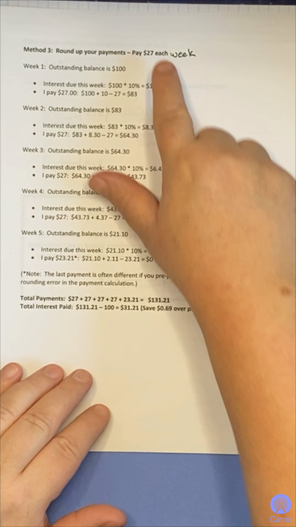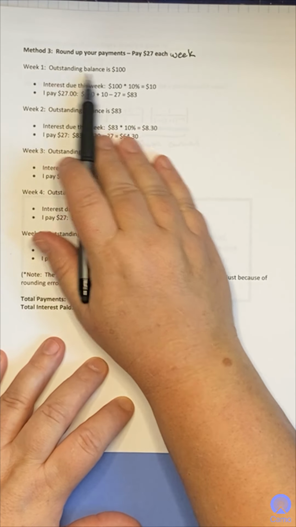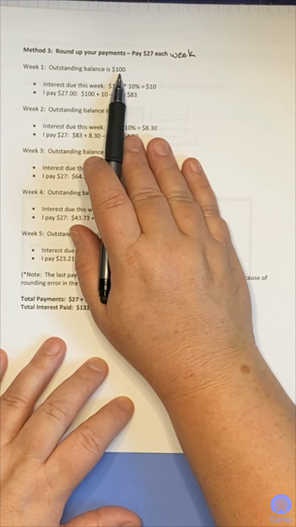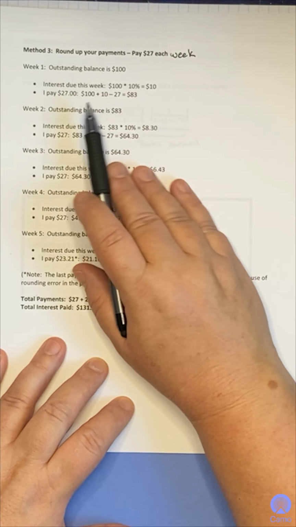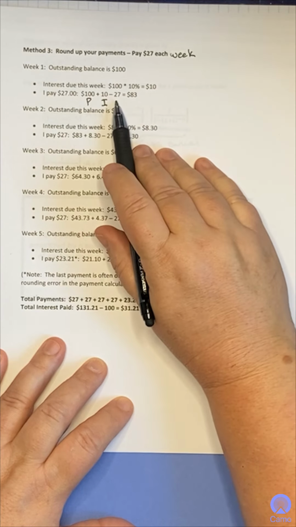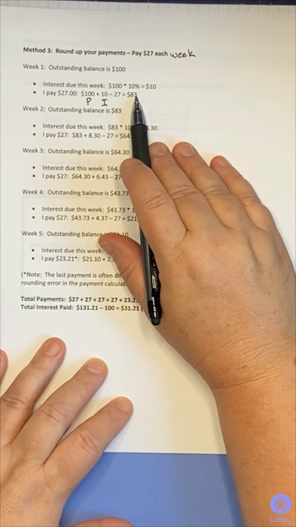But I'm just going to round up to the next dollar. So let's look at $27. So again, same work we've been doing now for 2 other examples. $100 owed, $10 in interest in the first week. So I've got that 100 plus the 10 minus 27. Now I'm down to 83. So I've paid a little bit extra.